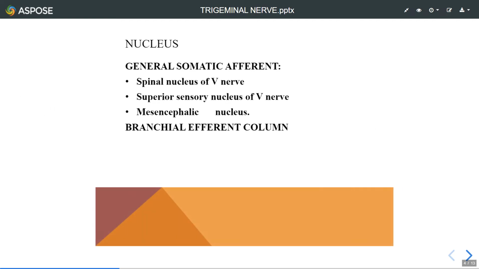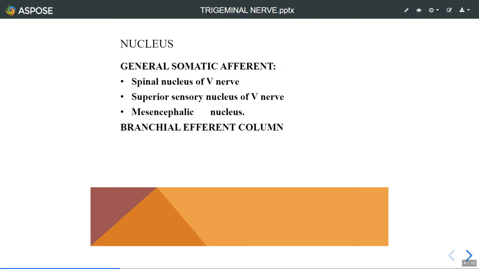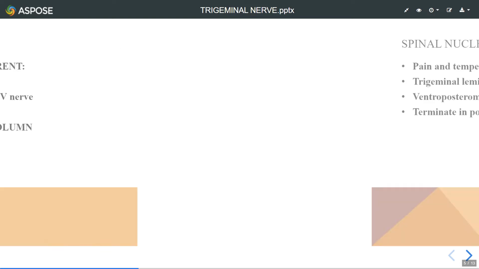Next we see about the nucleus. It consists of two nuclei, general somatic afferent and branchial efferent column. In general somatic afferent, there are three main nuclei, that is spinal nucleus of fifth nerve, superior sensory nucleus of fifth nerve, and mesencephalic nucleus. Now we are going to see these three nuclei in detail.